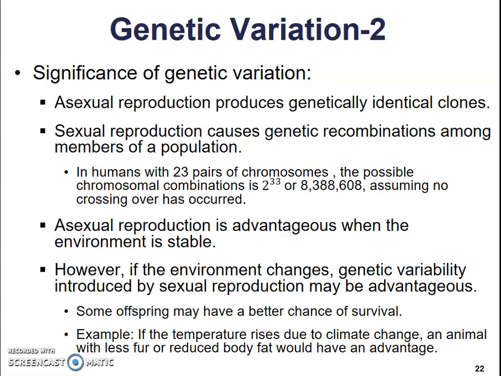Asexual reproduction is advantageous when the environment is stable and that organism is suited for it. But if that environment changes, that organism might not be suited anymore. So genetic variability is a good thing for a changing environment because they have a higher chance of survival. Okay? If the environment changes, genetic variability introduced by sexual reproduction may be advantageous. Some offspring may have a better chance of survival.